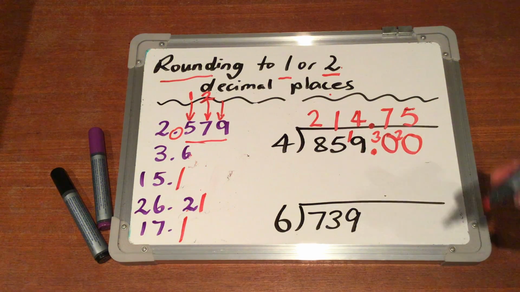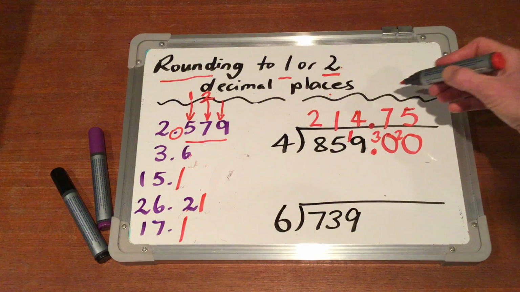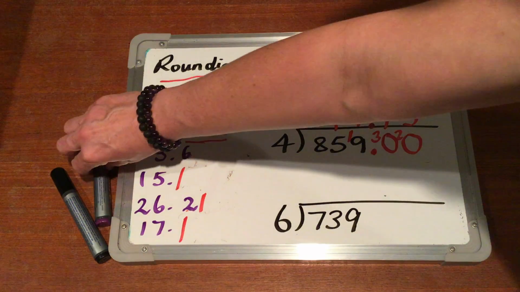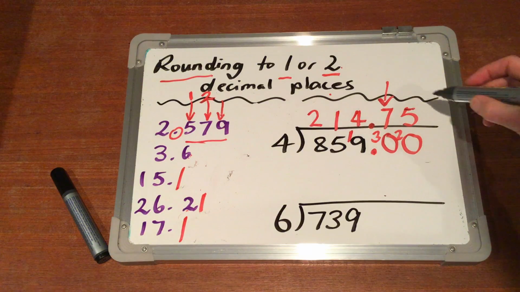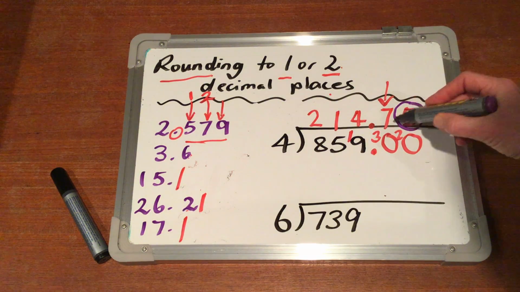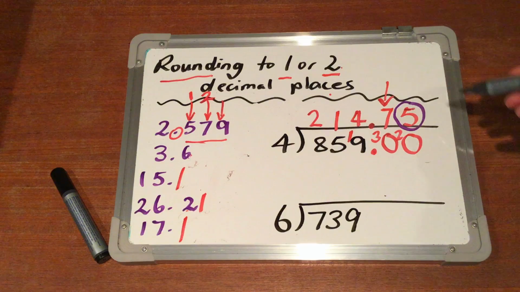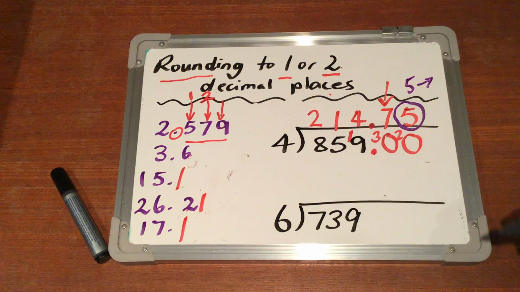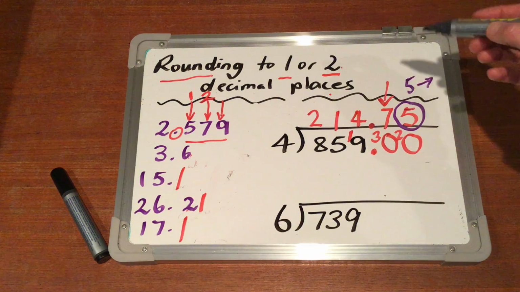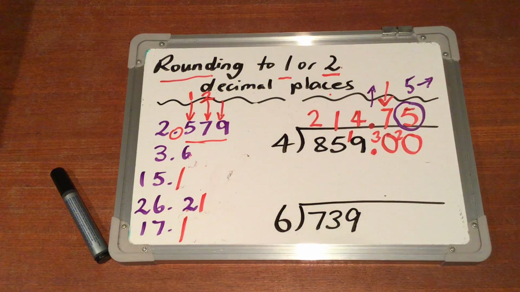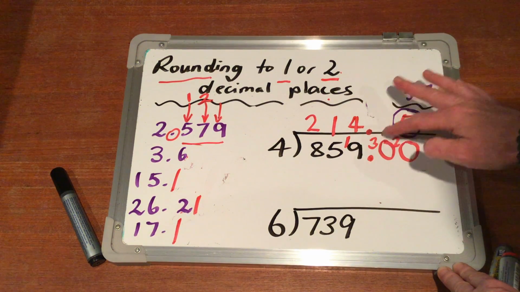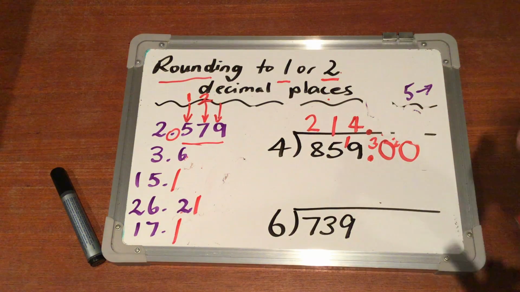That's it. But the task may have required me to round to the nearest 1 decimal place. So in this situation, let's change my colour. I'm again looking at that number right next to it on the right-hand side. Is it a 5 or larger? Yes, it is. So the 7 goes up 1. So we drop off the 7 and make it an 8. And we drop the 5.